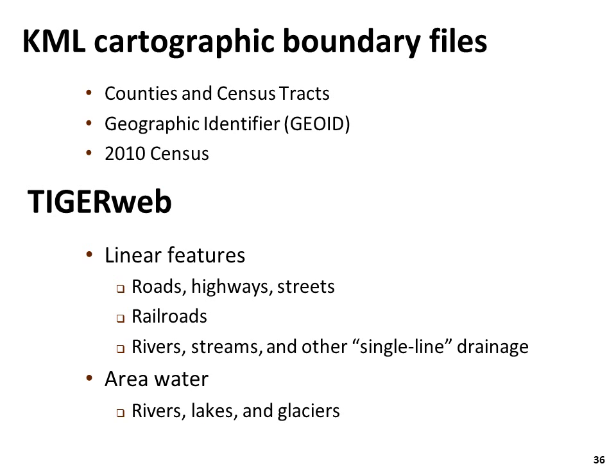The KML, or cartographic boundary file, this is census. This is counties and census tracts, and they operate off of a geographic identifier, or a GEOID. This would be available for the 2010 census. The TIGER web has linear features like roads and highways and streets and railroads and other single line type things, and then area waters for rivers, lakes, and glaciers.